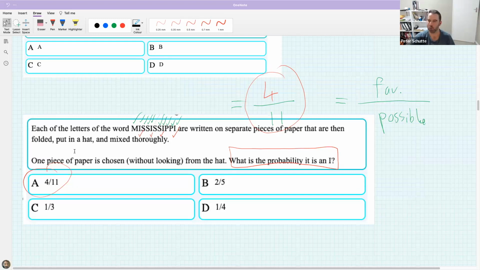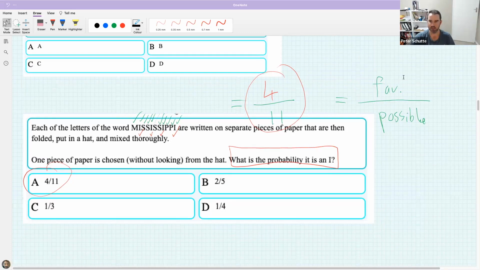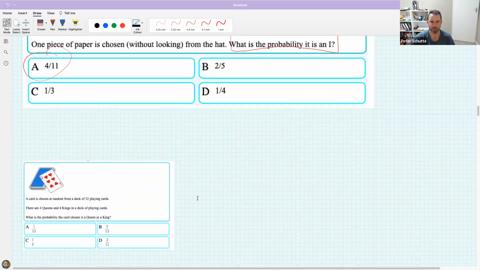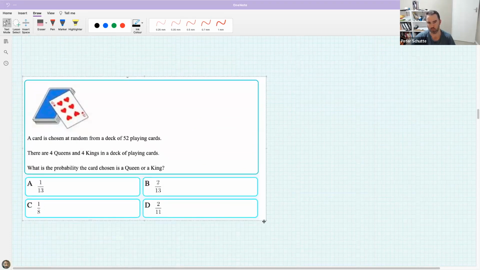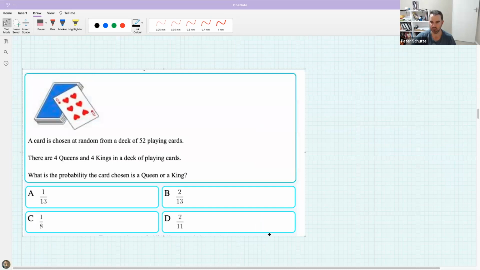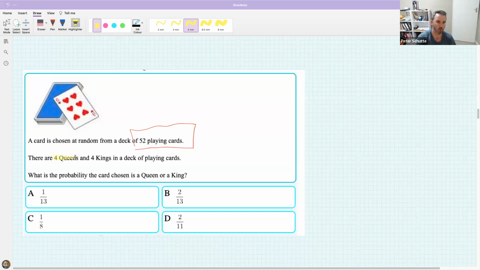Okay, so they become almost quite predictable when you understand that formula of favorable outcomes over possible outcomes. Let me take it up a notch. Now we are going to the land of cards, and I'm sure you've all played cards before. And when you pull a card out of a deck, you don't know what comes next. But what they are telling us is there are 52 playing cards in the deck, and there are 4 queens and 4 kings in the deck. What is the probability the card chosen is a queen or a king?